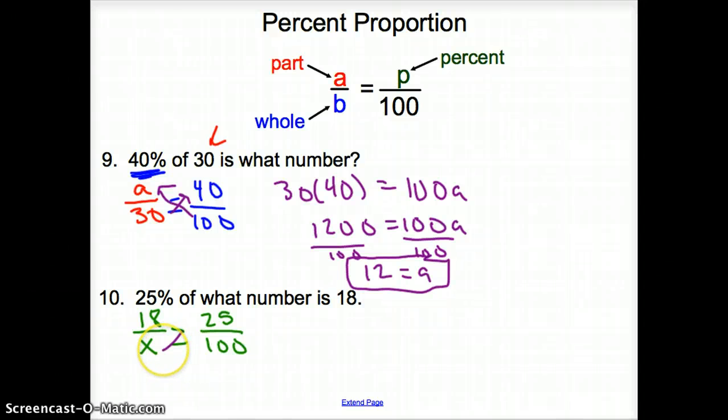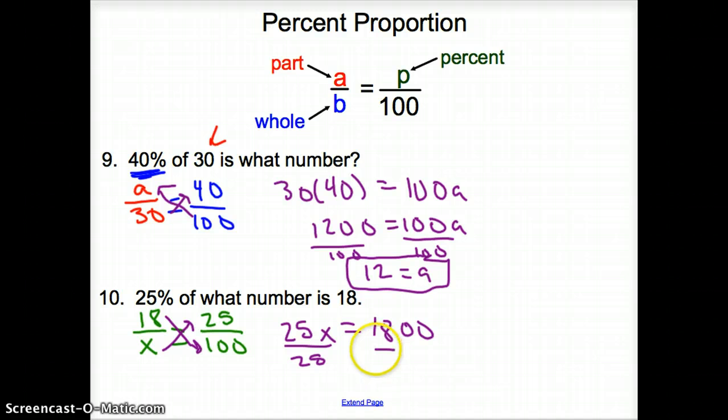So I cross multiply here to get 25x. That's going to equal, and I'm not going to show the multiplication, I'm just going to draw the arrow. That is equal to 1,800. And now how do we solve this equation? We have to divide by 25 on both sides. And so now x is 72 for your final answer.